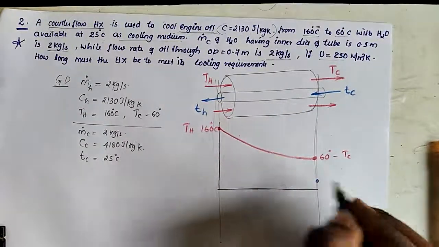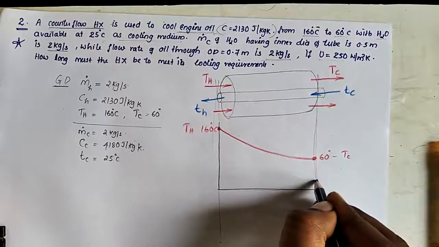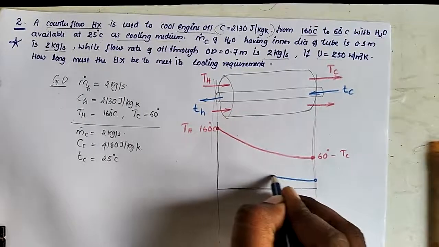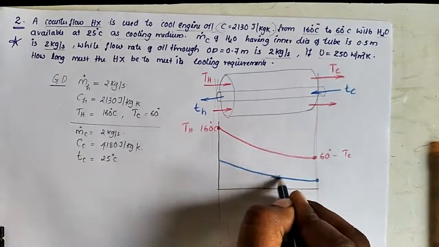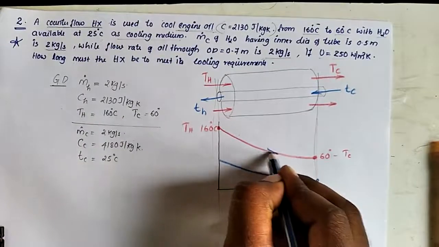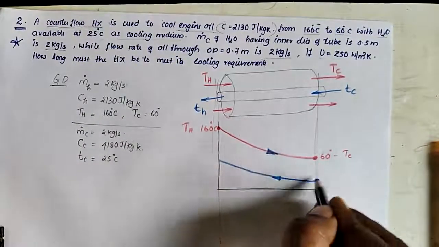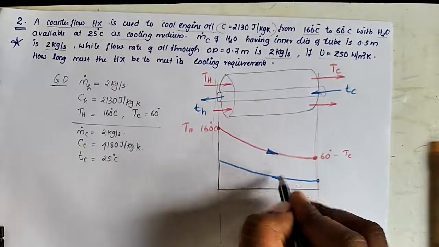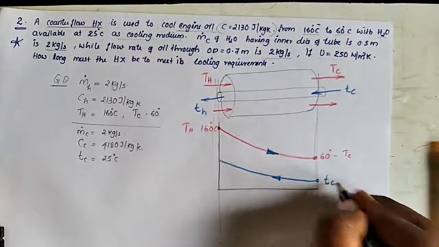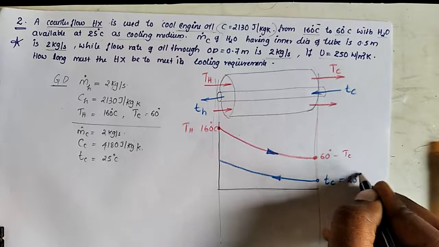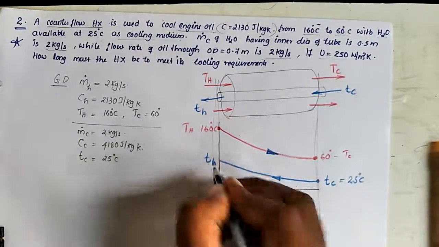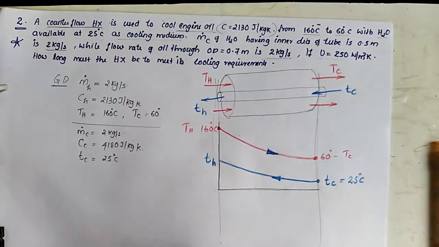Here somewhere the water will enter inside the tube, and it flows in the opposite direction. The hot fluid flows from left to right, and the cold fluid from right to left, because it is a counterflow heat exchanger. Here the inlet temperature of the cold fluid is 25 degrees Celsius. Now we need to find out the outlet temperature of the cold fluid.